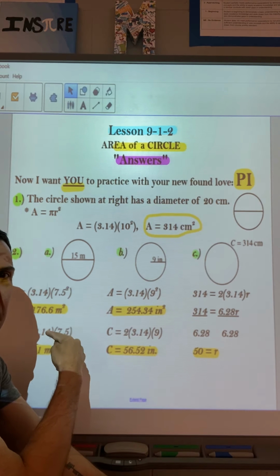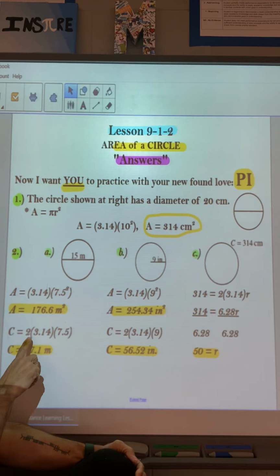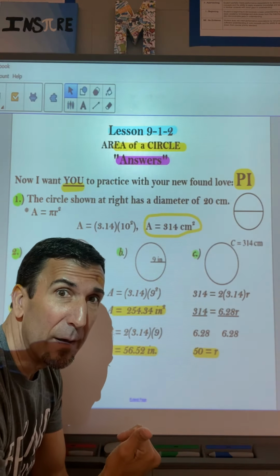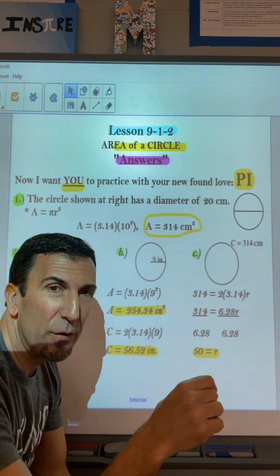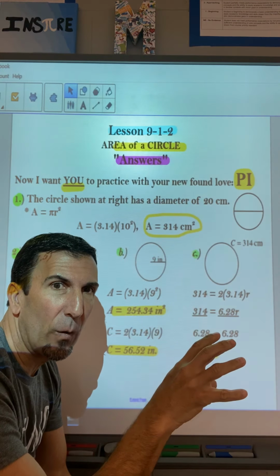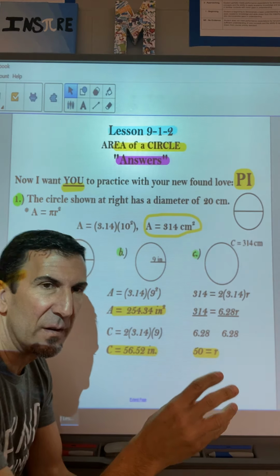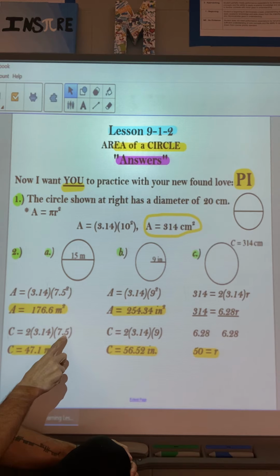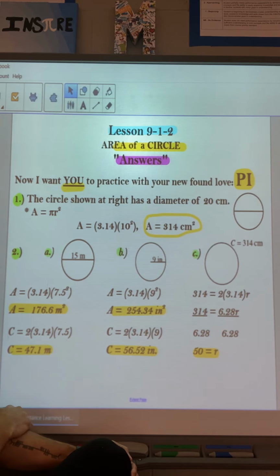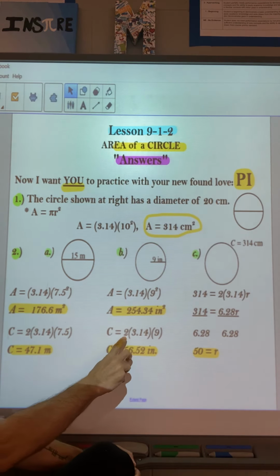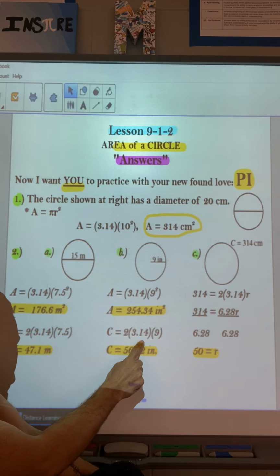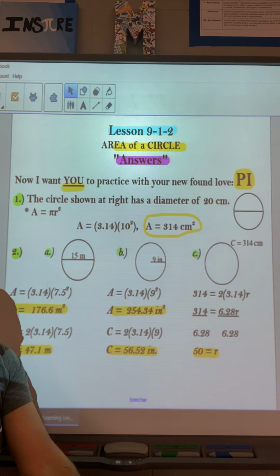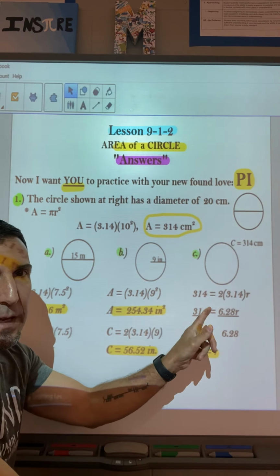Now let's go back over here and see the circumference. So for the circumference, if you remember from 911, it was 2 pi r. So you had to do 2 times 3.14 times whatever the radius is. So here you did 2 times 3.14 times 7.5, and you got 47.1 meters. Here, 2 times 3.14 times 9, 56.52 inches.